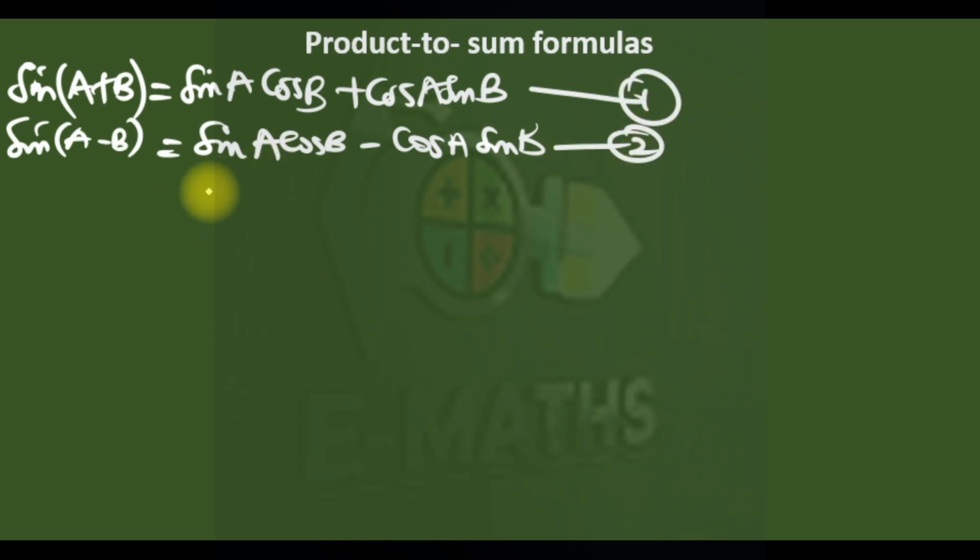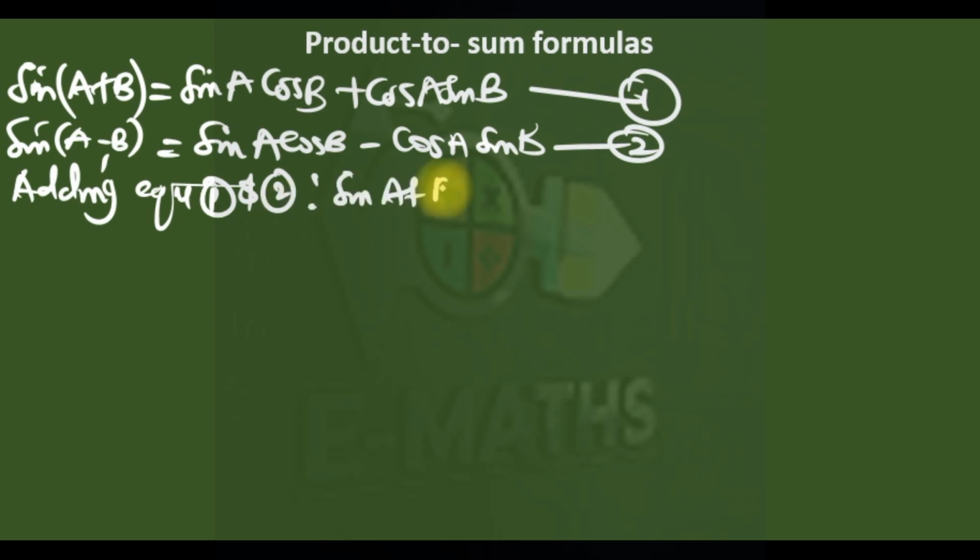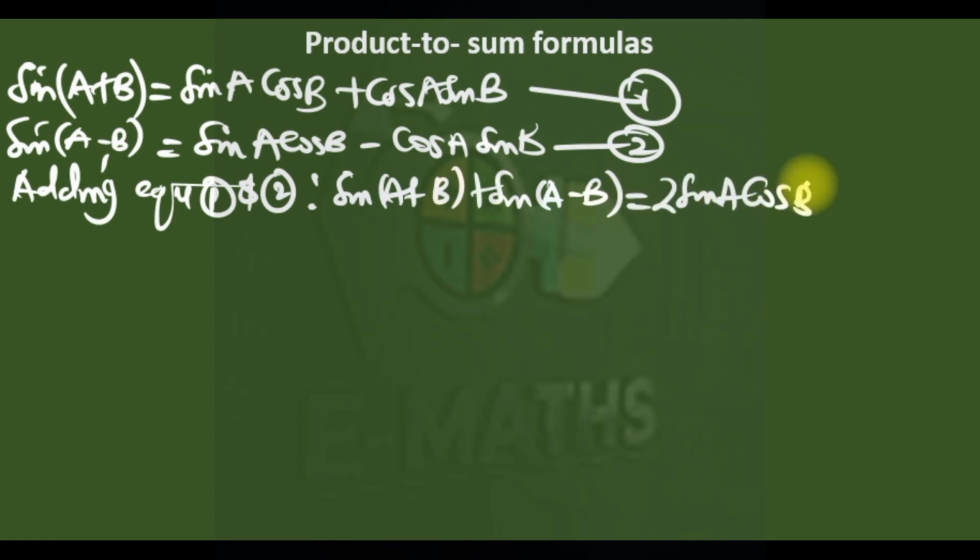So let's add equation 1 and 2. You see that this plus this is sine A plus B plus sine A minus B is equal to this plus this, that is the same, so it's 2 sine A cos B. Why? Because this plus this is 0. So that's an important formula. That's our first formula.